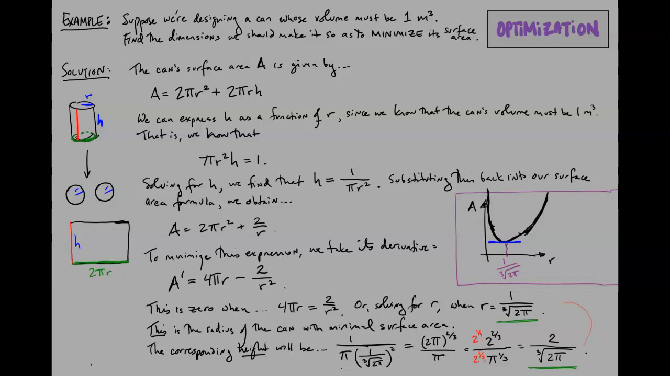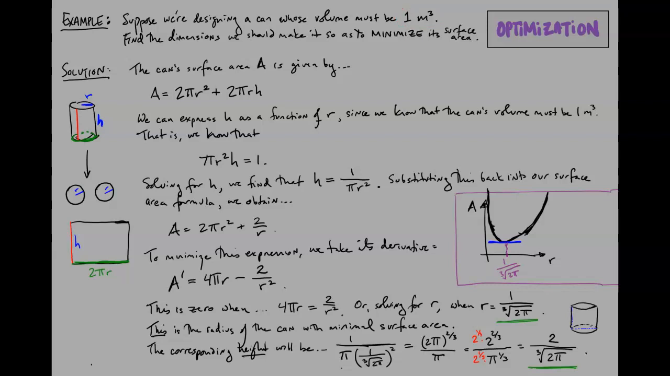Because look at this pretty relationship we found. This radius, we've said, is the radius of the can with minimal surface area, and the corresponding height will be this thing. But that height is exactly double that radius. In other words, the height we want is equal to the diameter of the can's base. So our can with minimal surface area has a very nice geometric property. Whatever the base looks like, its diameter will match the can's height. Good. And that property turns out to have nothing to do with the fact that the volume was 1 cubic meter.